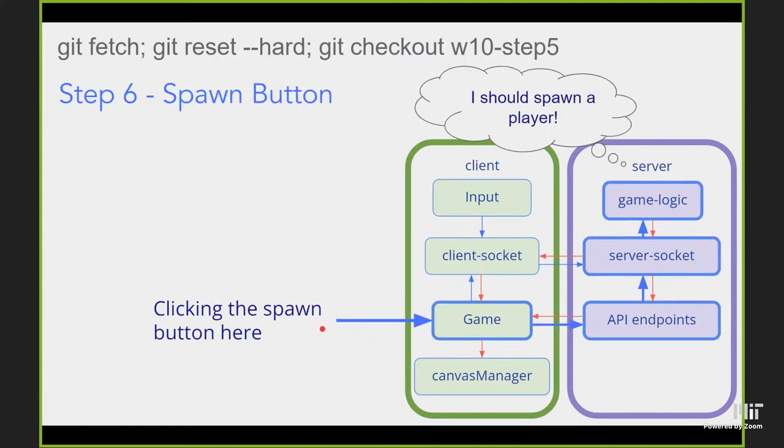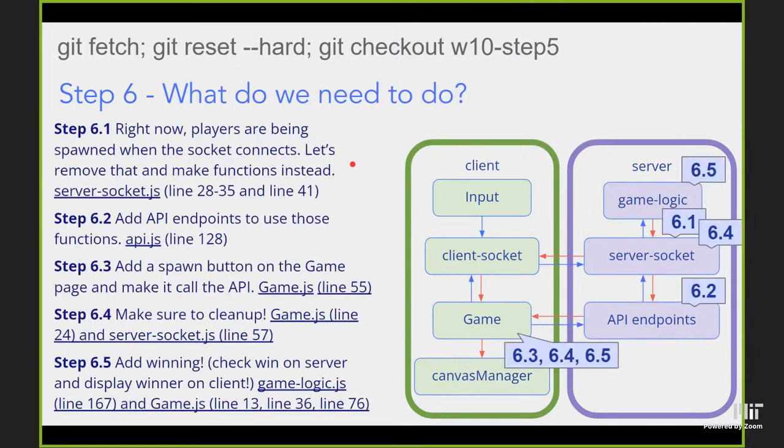So when we're implementing the spawn button, we're going to have the actual spawn button render on the game page. So we're going to click the button in the game page, and send an API request to an API endpoint called /spawn. We're going to send that data through the server socket and then into the game logic file. And the game logic file is where we're going to spawn in the player. So let's walk through the five sub-steps of step six.